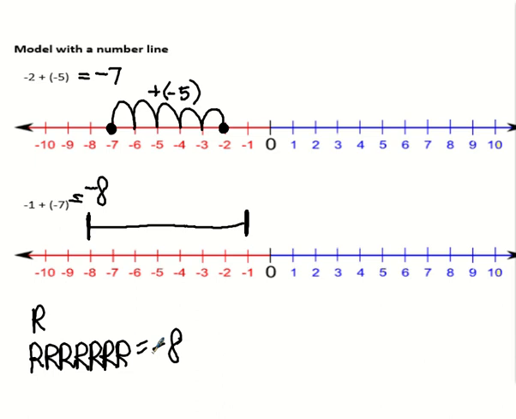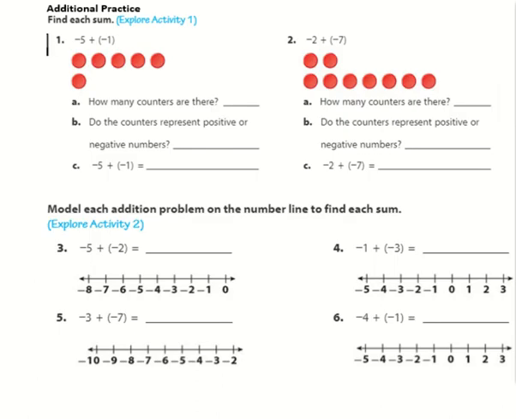Now it's your turn to try. This is where we're going to leave you. So if you match up number 1 and number 2, you see here it says explore activity 1. That was the lesson that I taught, or the section that I taught. And then down below we have the number line, which is what Mrs. Cervantes taught. You need to be able to use these strategies in this lesson. So please, on number 1, follow the counters, and on numbers 3 through 6, follow the number line.